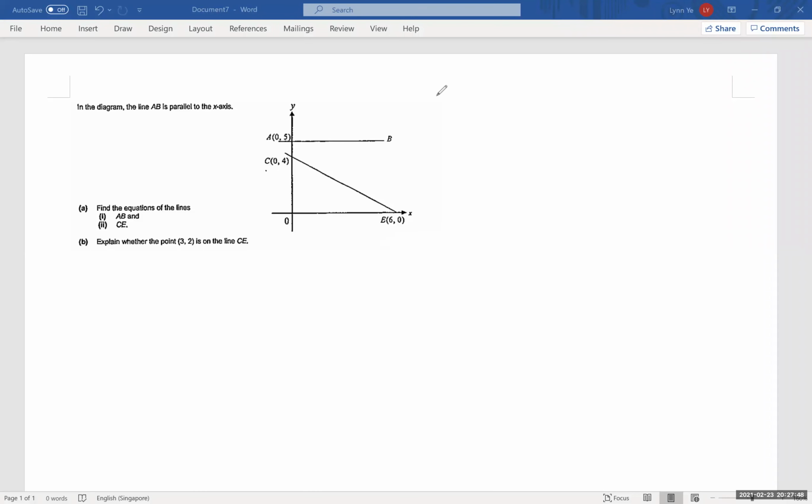All right, so for the next question will be question number 31. They say that AB is parallel to the x-axis. So we already know there are only 4 kinds of lines, right? So parallel to the x-axis means that they're referring to this.